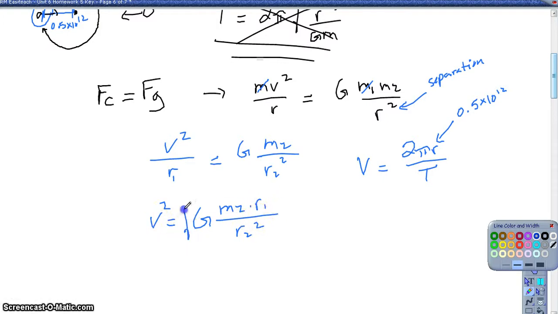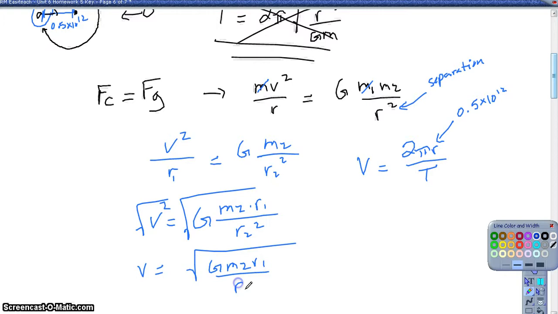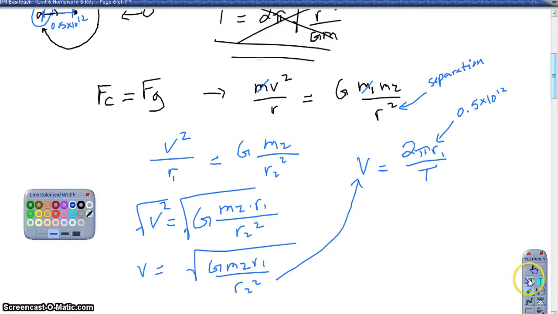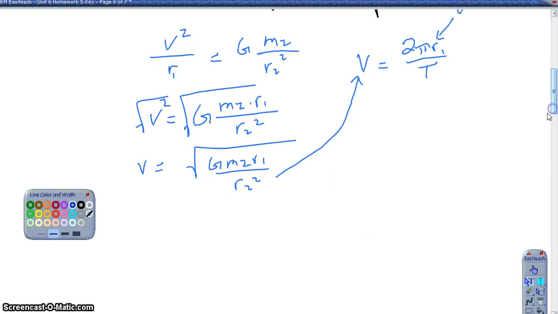So if I solve for this, if I square root both sides, I've got v equals the square root of g m2 r1 over r2 squared, and then I substitute that value in up here for the velocity, keeping in mind that this is r1, and then I solve for the period. And so what you get is a little bit of a mess, right? A little bit of a mess in solving for this period, but I'll go ahead and try and do that both generically and then help you substitute numbers in as well.